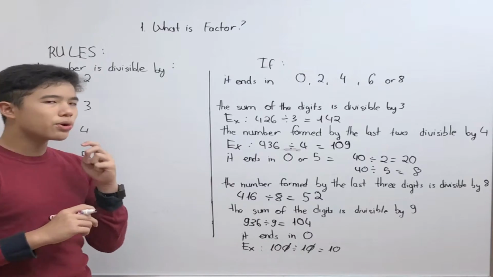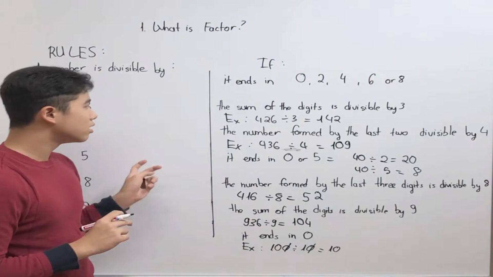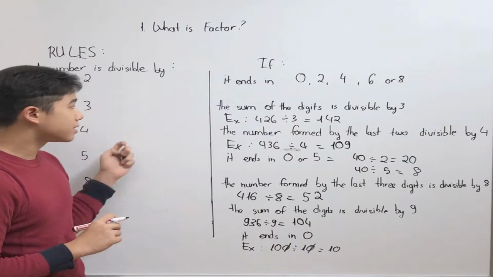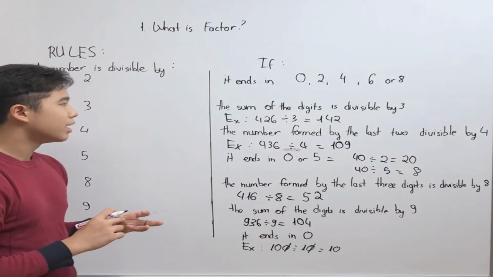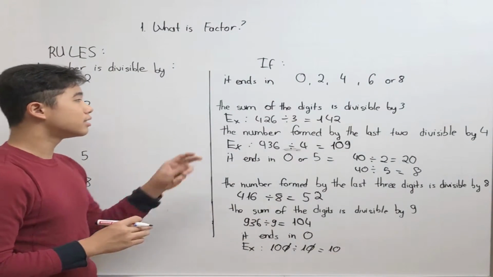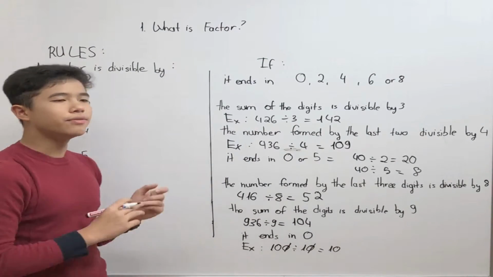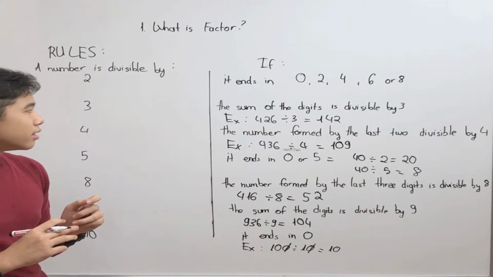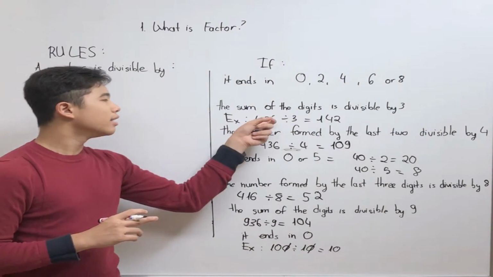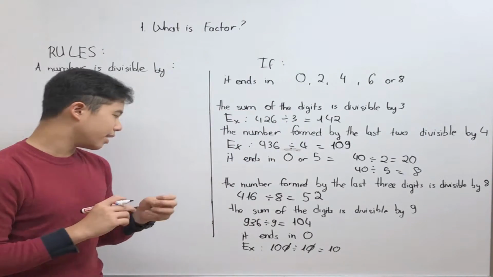And I'm going to show you a bonus one, 6. Well, how about 6? What is a factor of 6? How can we recognize them? A number is divisible by 6 when the sum of all the digits is divisible by 3 and that number is even. For example, this one is also divisible by 6 because 426 is divisible by 3 and it is an even number.